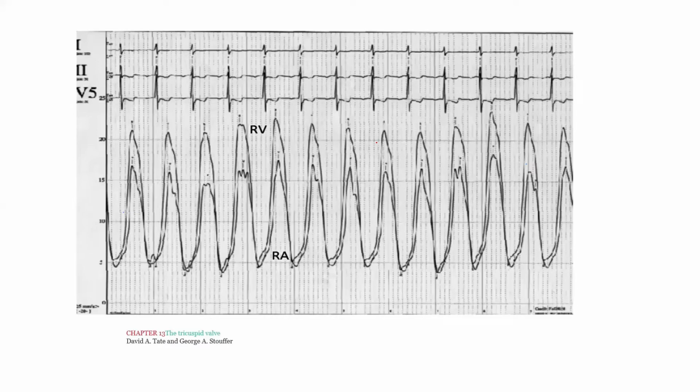Now, somebody guess about this. This is RV and RA pressure. This is called simultaneous RV and RA pressure. So what's the problem?